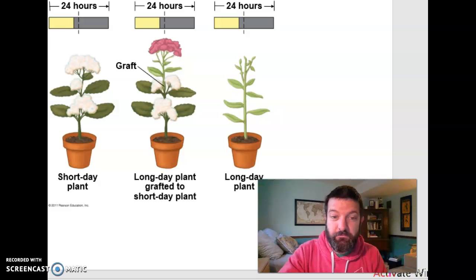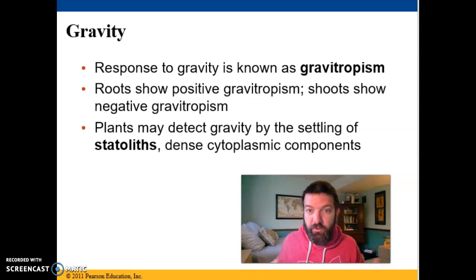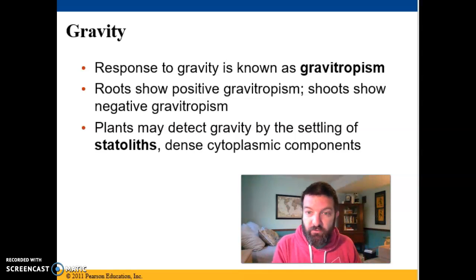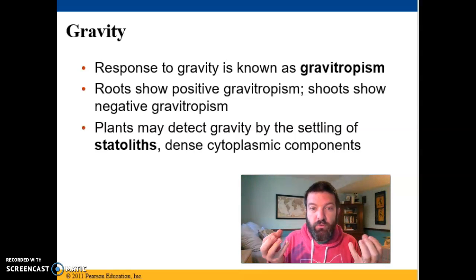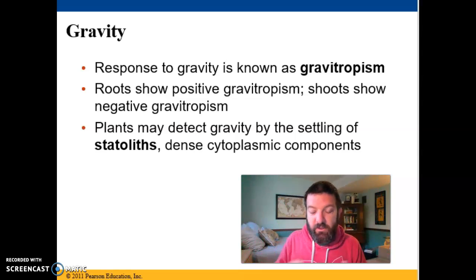Plants don't just respond to light, they also respond to other environmental cues like gravity. And growth in response to gravity is called gravitropism. If you grow toward the gravity, like roots do, you show positive gravitropism. If you grow away from the gravity, like shoots do, you show negative gravitropism. And they detect this in a way that's pretty similar to animals in that they have very often cytoplasmic components, molecules that are heavy, called statoliths, that fall in response to gravity. And that's how the plant detects which way is down and which way is up.